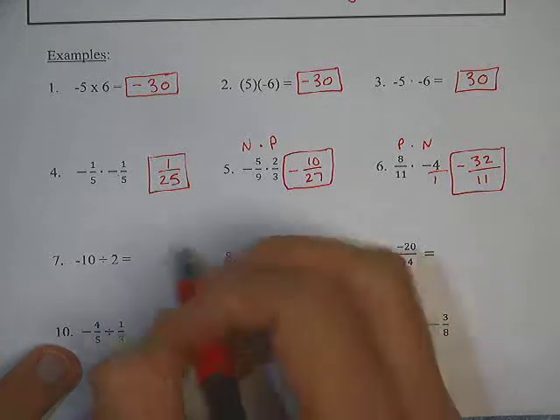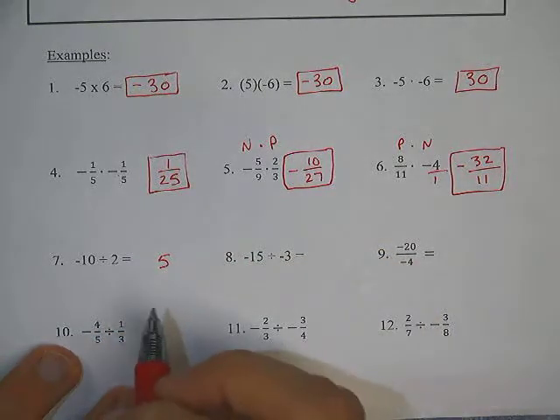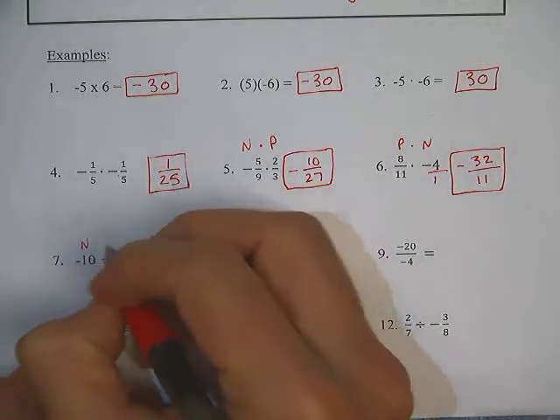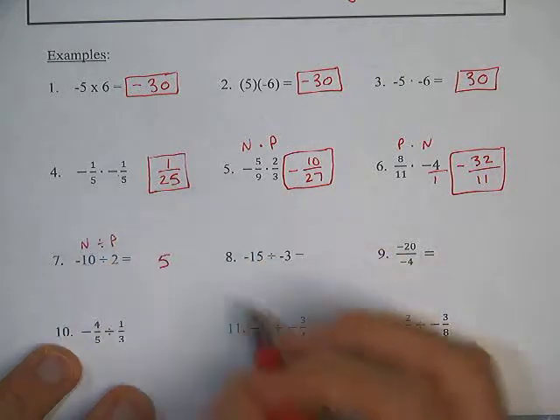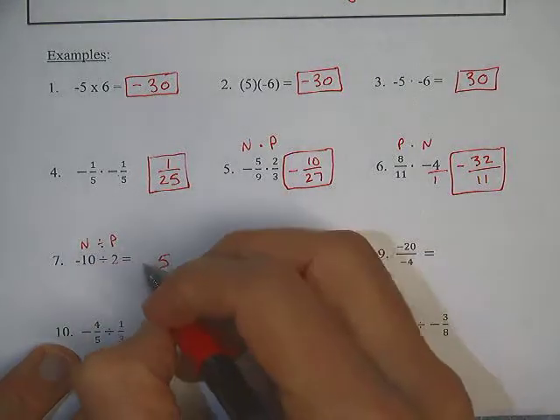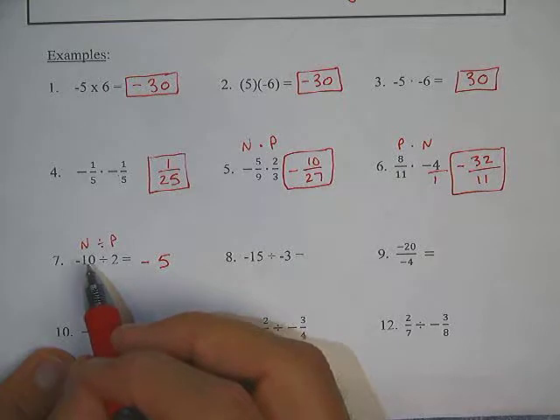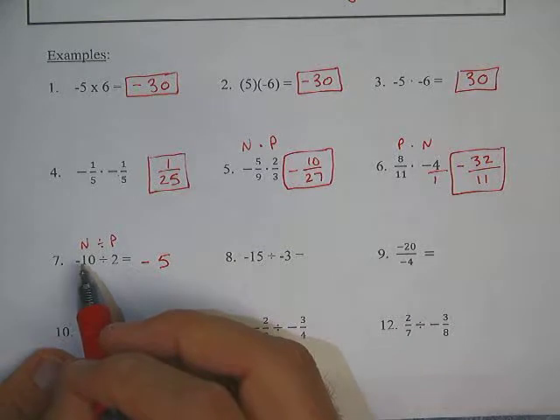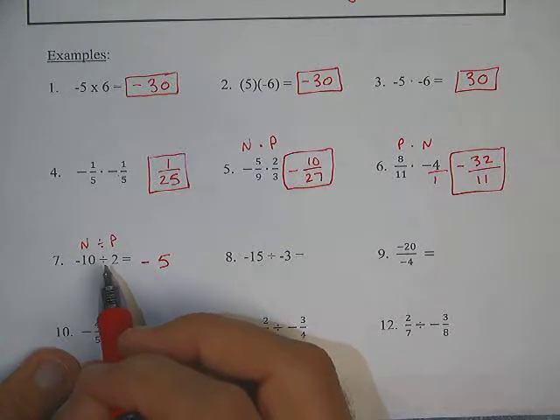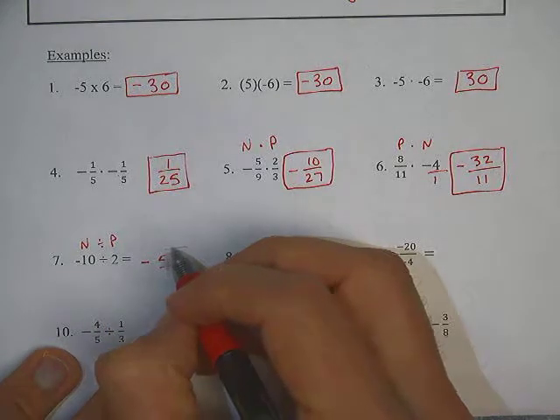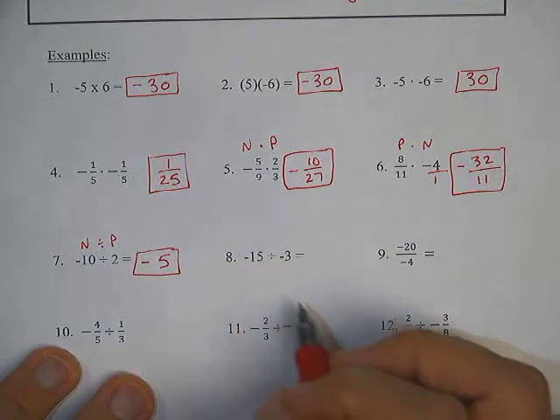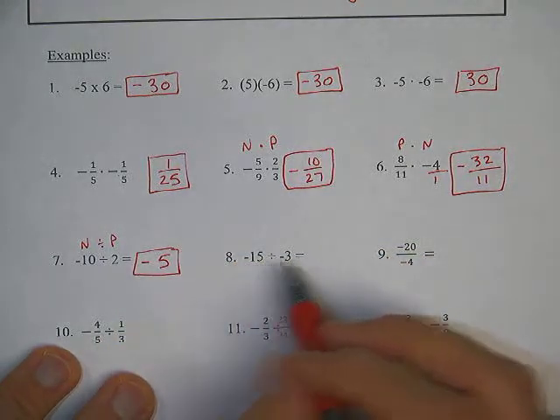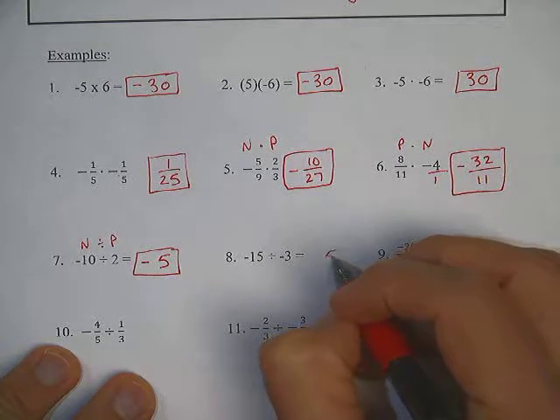Okay, division is the same exact thing. So division is super easy. Negative 10 divided by 2. We'll start with 10 divided by 2. We know that's 5. And then just deal with my negatives. It's a negative divided by a positive. If it's one of each, it's a negative answer. Because positive 10 divided by positive 2 is 5. So the opposite of 10 divided by 2 is negative 5.